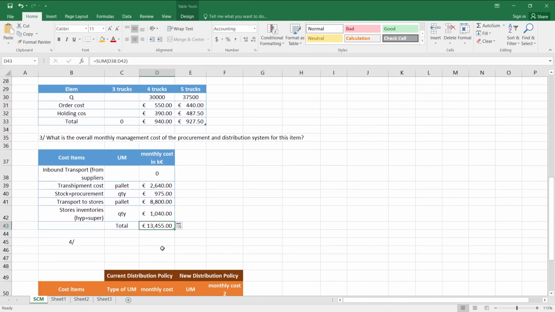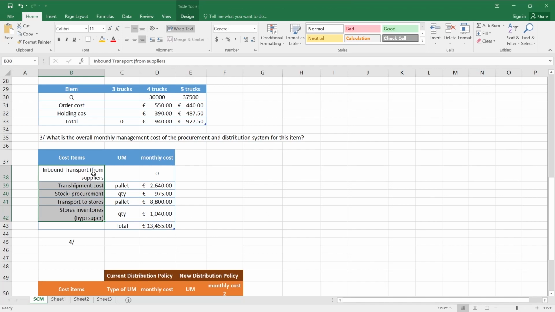And that will give us a total monthly cost of 13,455. Okay, I'm going to delete this K euro, so we can have some consistency in here. So, that's it. Here we can understand that this whole distribution model will cost us approximately 13,455 euro per month.